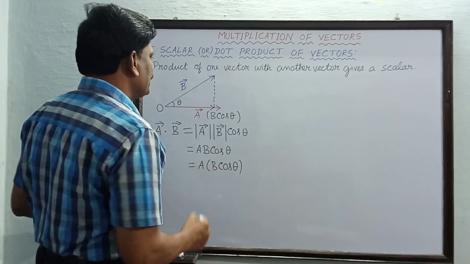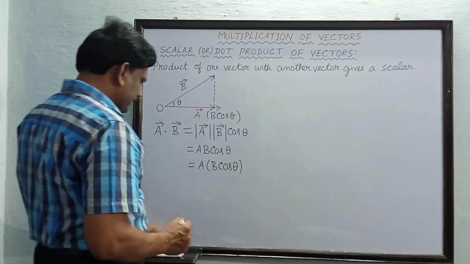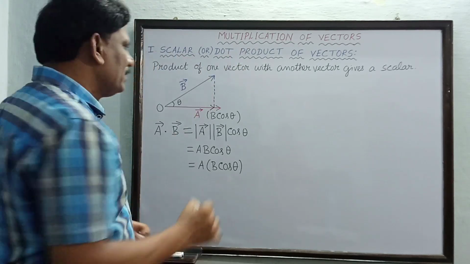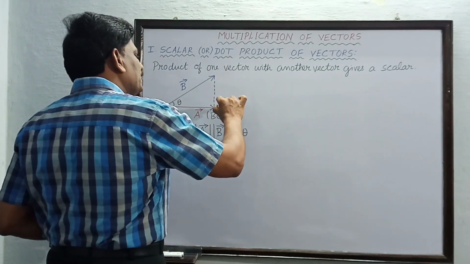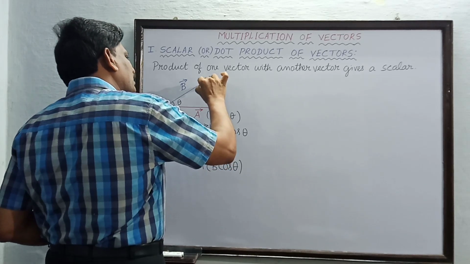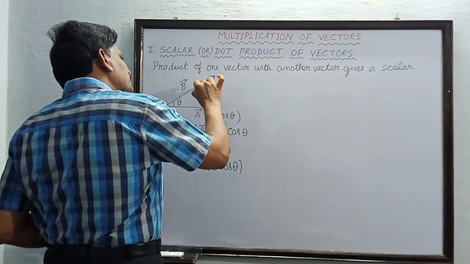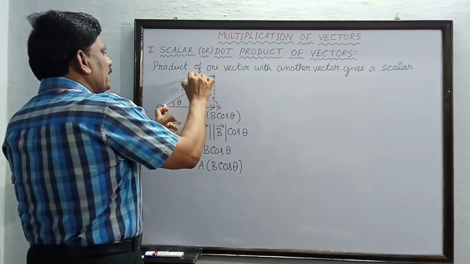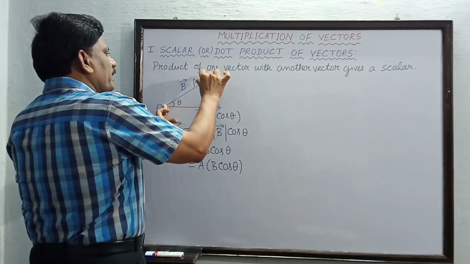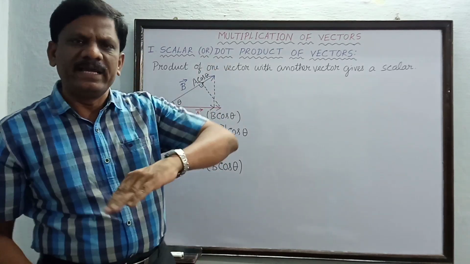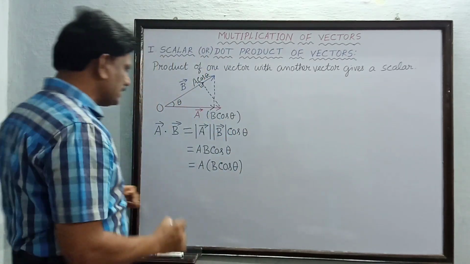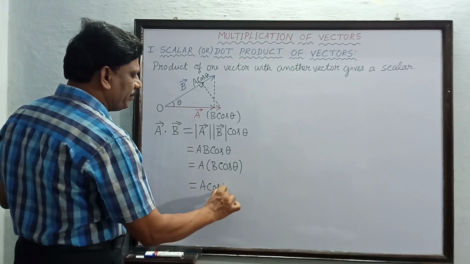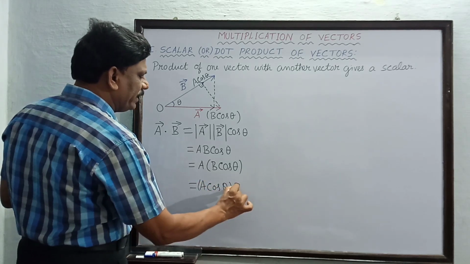Now the same if I project the vector A along the direction of B, like this, then this length is equal to what? A cos theta. So when you project vector A along the direction of B, this also can be written as A cos theta multiplied by B.